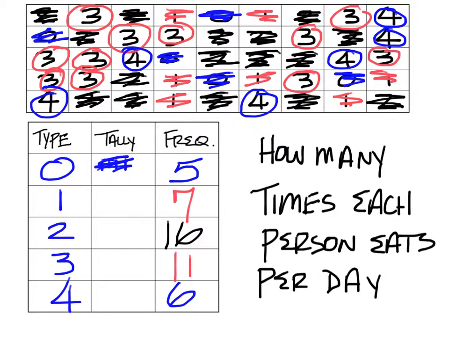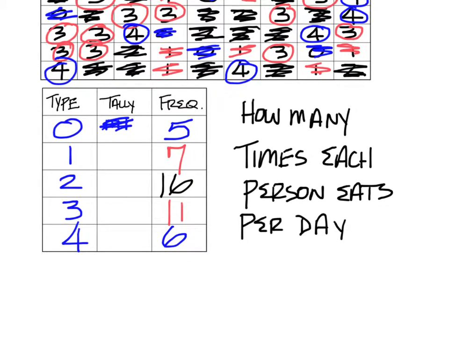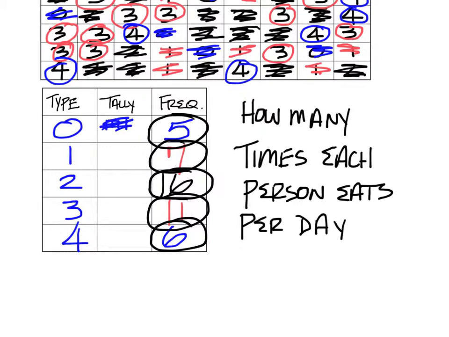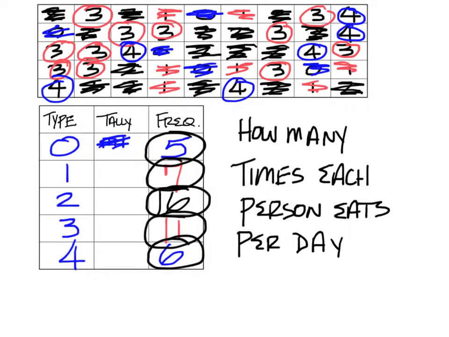Now check to see if you've counted everything. How many items are in that table at the top? How many total items? Yeah, there's 45 total items in there. So let's add up our frequencies. What's 5 and 7? 12. What's 12 plus 16? 28 plus 11. 39 plus 6. 45, yeah. So we have them all.